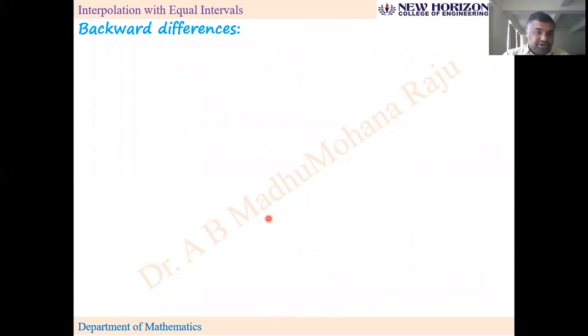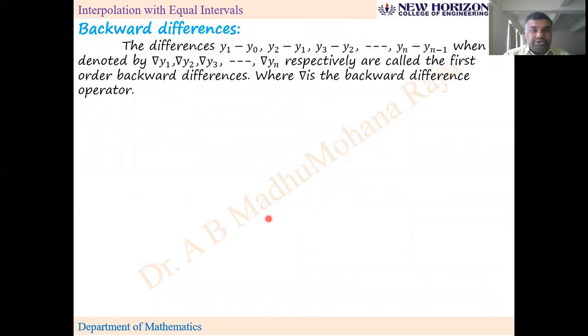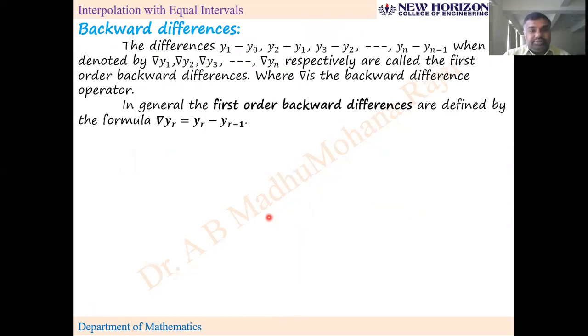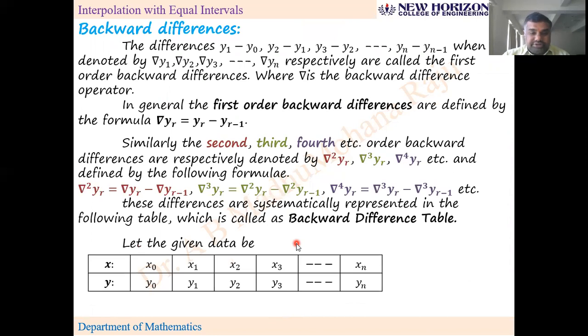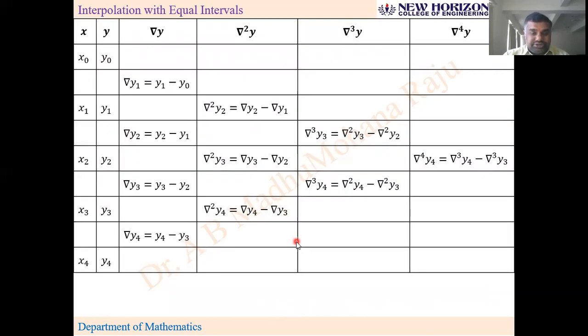Next, similarly, backward differences. The difference is the same, the notation will be different, that's all. Represented by del nabla, in the same format. Backward differences, and the table for backward differences, the denotation is different. Everything about the difference is also the same, but the denotation is different.